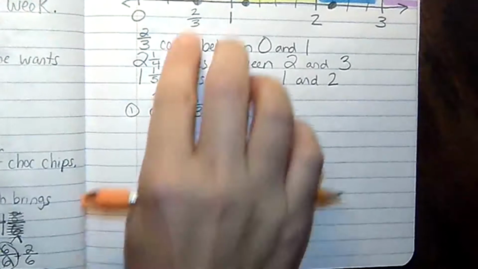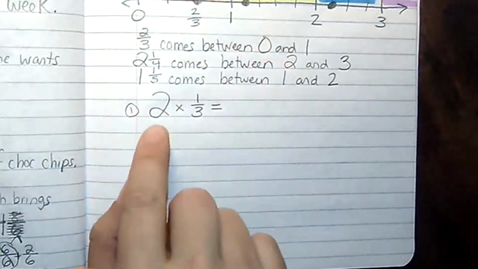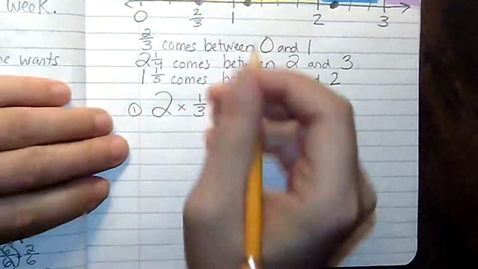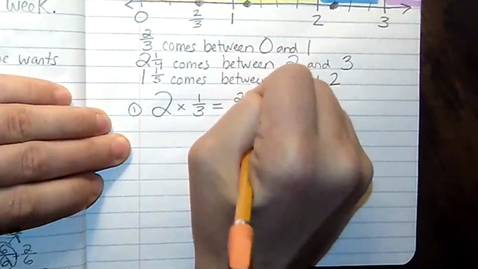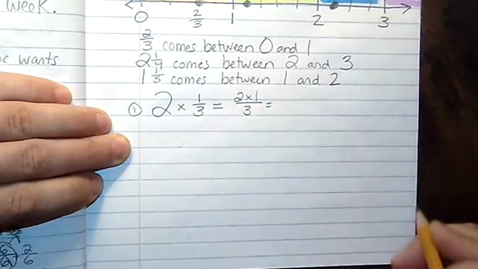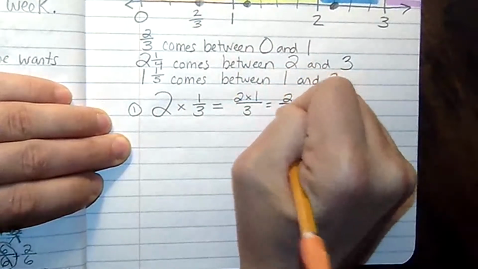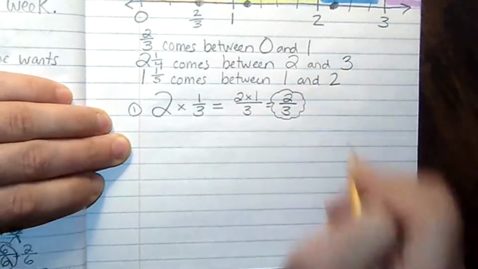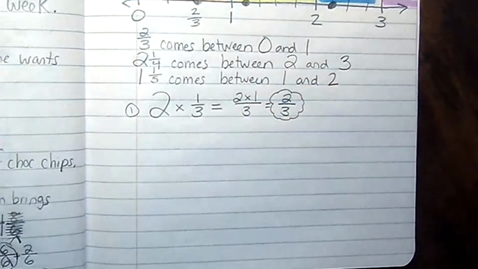Well, I'm going to think back to my formula up here. Remember, I can take the whole number times the numerator. So that means I can just do 2 times 1. And that gives me 2/3. All right, so 2/3 is my answer.